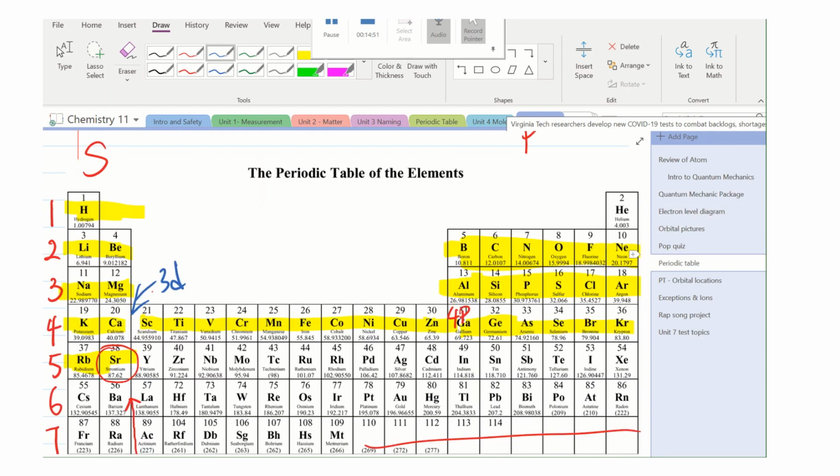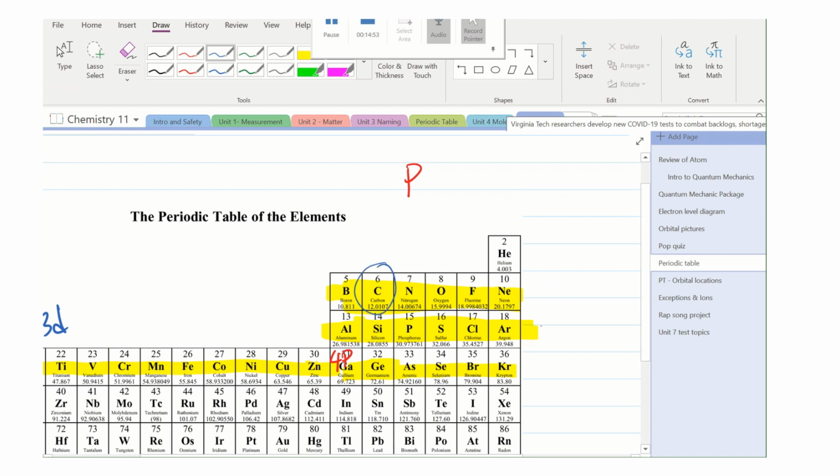if you take a look at the position of carbon on the periodic table, carbon is right here. So what you're going to do is, carbon is on the second energy level right here. You're going to use the noble gas that's right above it. So in carbon's case, you're going to use helium.